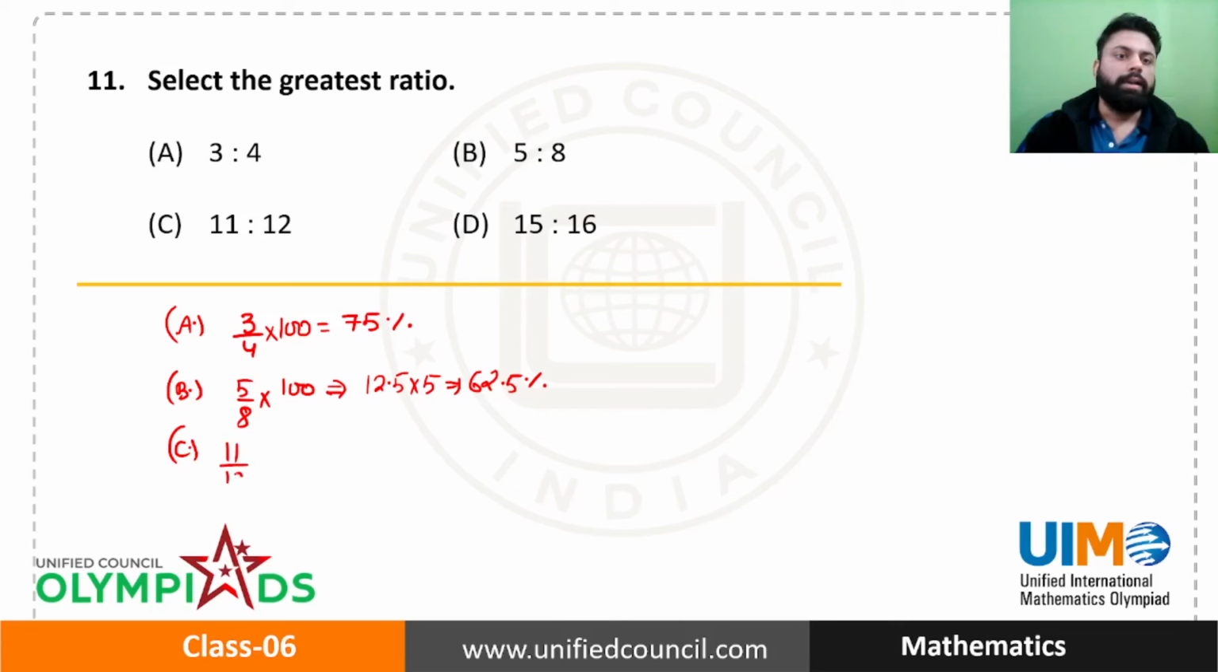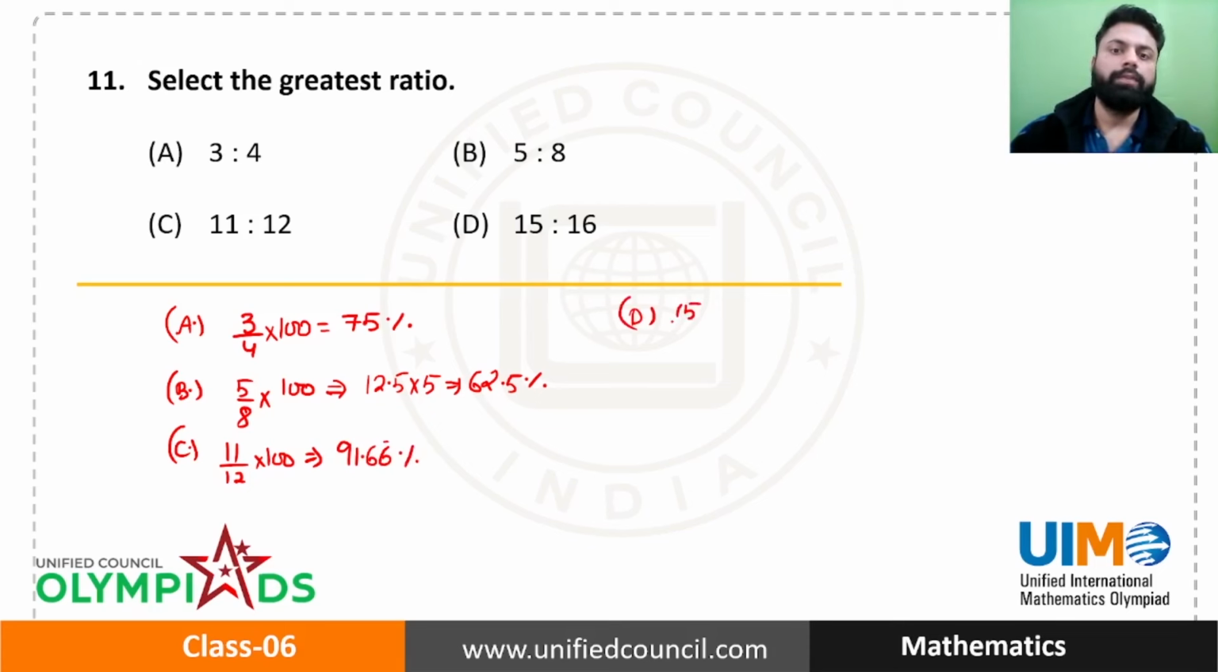C option, 11 upon 12 multiplied by 100. 11 upon 12 is something that is equal to, let's calculate the values. 11 multiplied by 100 upon 12, that is 91.66%, and it will go on.